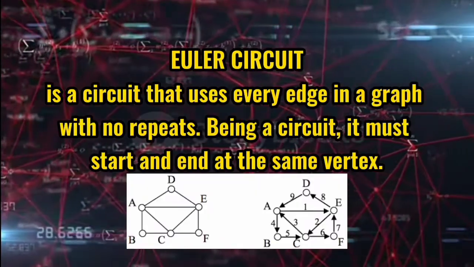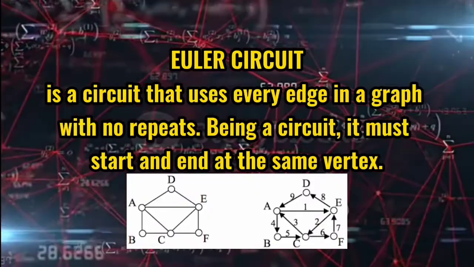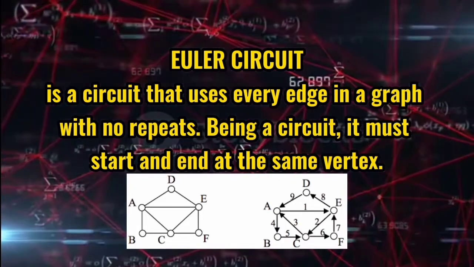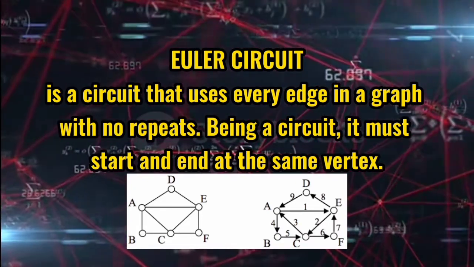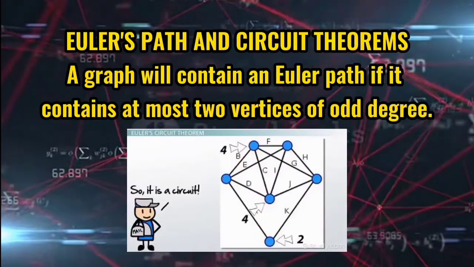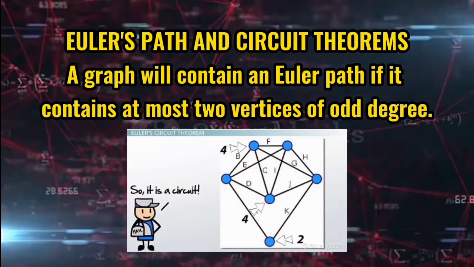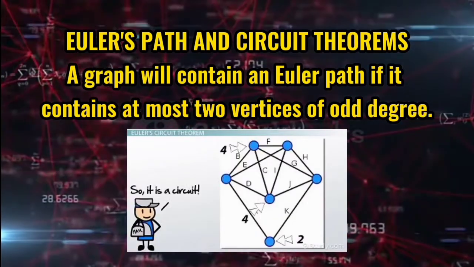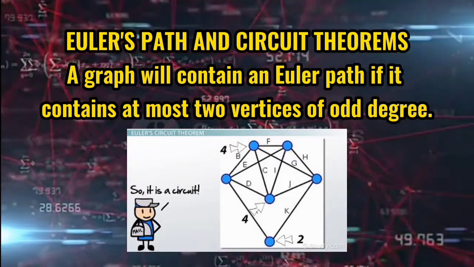An Euler circuit is a circuit that uses every edge in a graph with no repeats. Being a circuit, it must start and end at the same vertex. Euler's path and circuit theorems: a graph will contain an Euler path if it contains at most two vertices of odd degree.